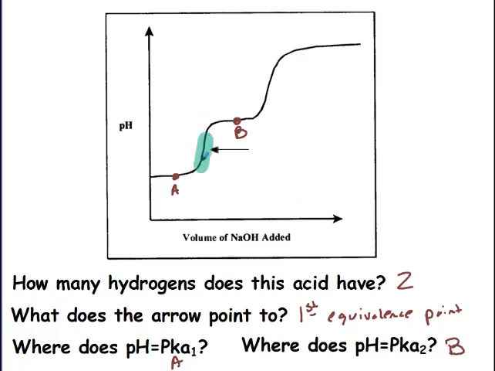So again, my equivalence points are the vertical sections. So halfway volume-wise to reaching those are when pH equals pKa, because I'll have equal amounts of my acid and base, or acid and its conjugate, I should say.